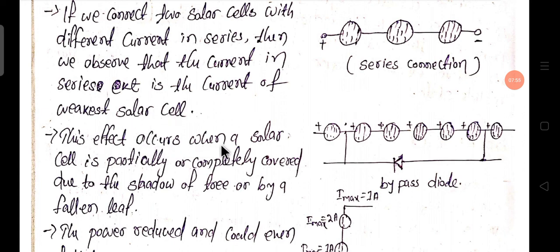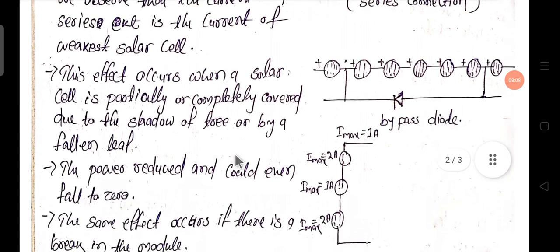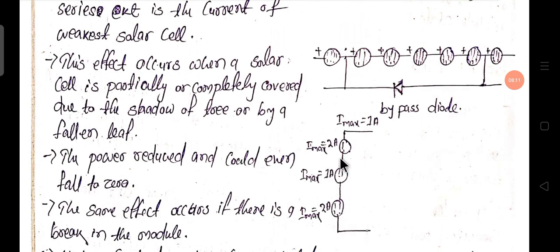This effect occurs when a solar cell is partially or completely covered due to the shadow of a tree or by a fallen leaf. Here you see this solar cell is weak, so the current is less. Let's say this solar cell is partially or fully covered by mud, dust, a fallen leaf, or shadow, so that it produces low current.